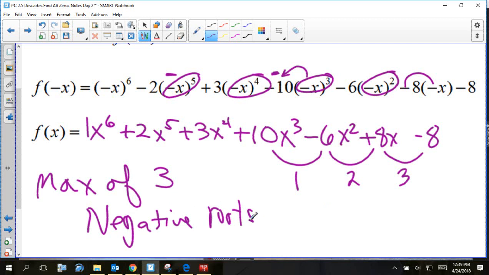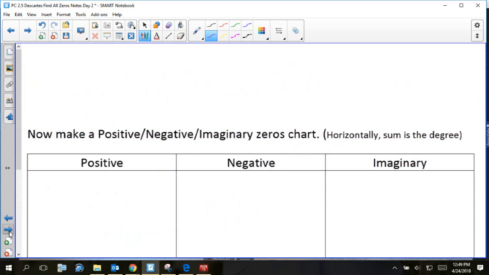What it does not tell you is how many imaginary roots there are. But what we do know is that the total number should always be 6, or the degree. This one is 6.